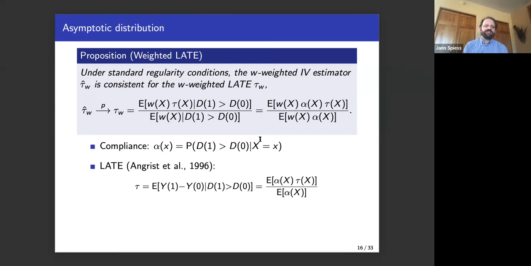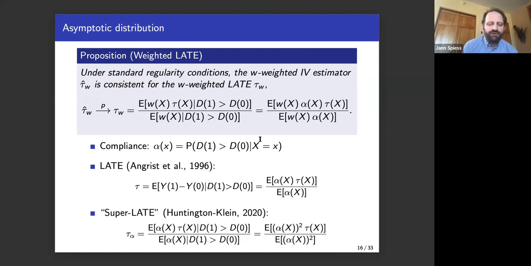So what are some specific cases of this weighted LATE? The first one would be if we simply consider constant weighting. So we're not doing any weighting, we're just running the standard LATE. In this case, the standard result in this literature is that the estimand of the IV estimator is a local average treatment effect, which is exactly the weighted conditional LATE where the weighting happens by compliance.